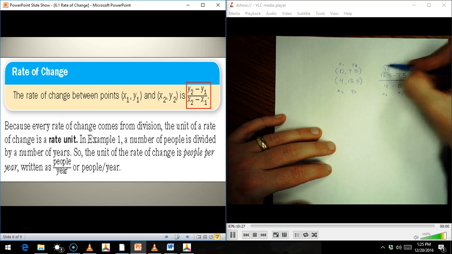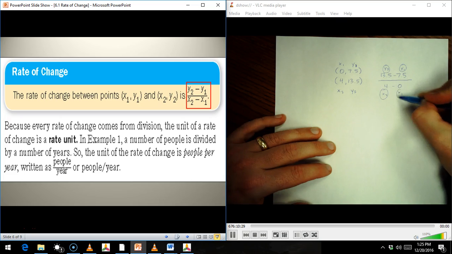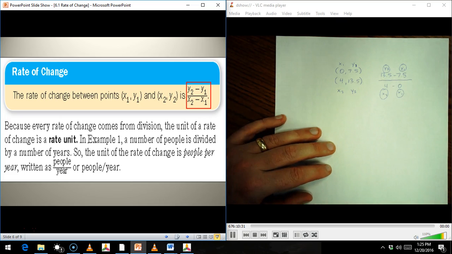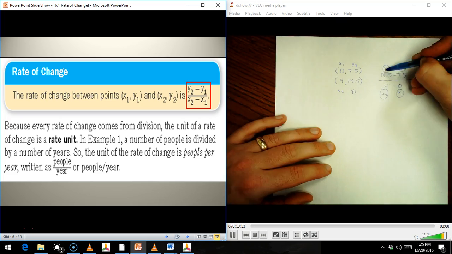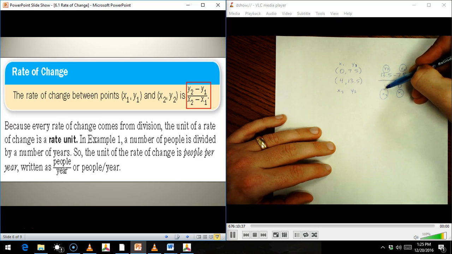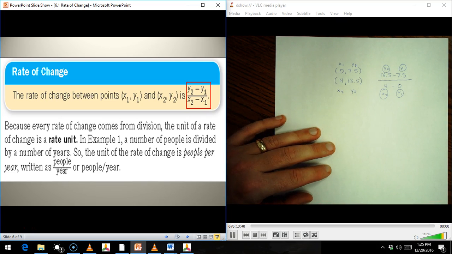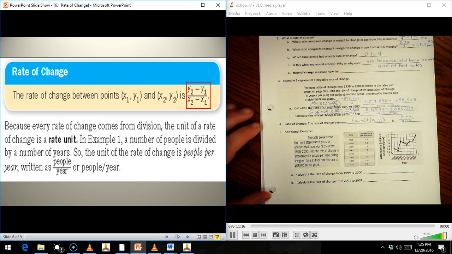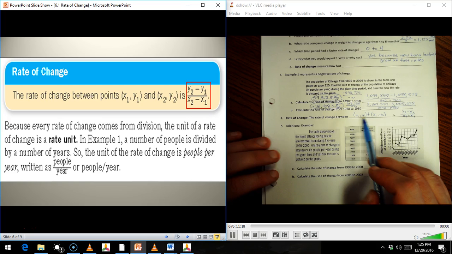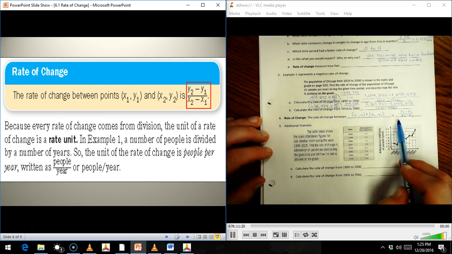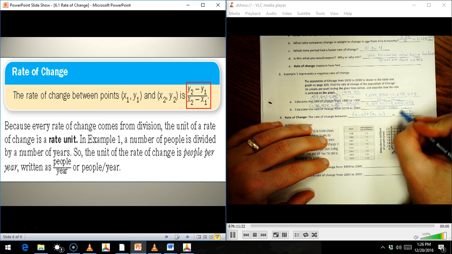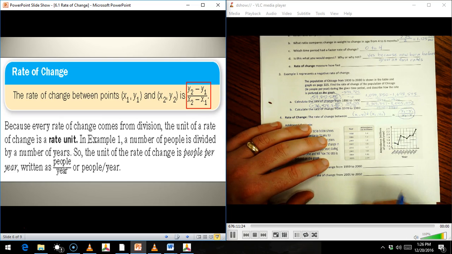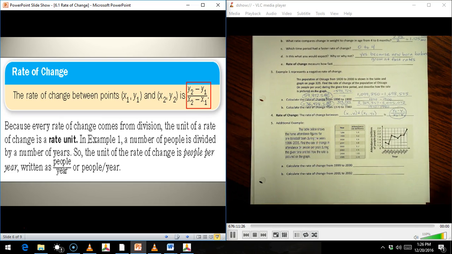All these represent are the different x and y coordinates. The key is that they have to be consistent. Okay, you start with y2, you got to start with x2. And then you'll get your rate of change. So then what you want to put on this line for number 4 is the definition for rate of change. You have 2 ordered pairs, so y2 minus y1 divided by x2 minus x1.